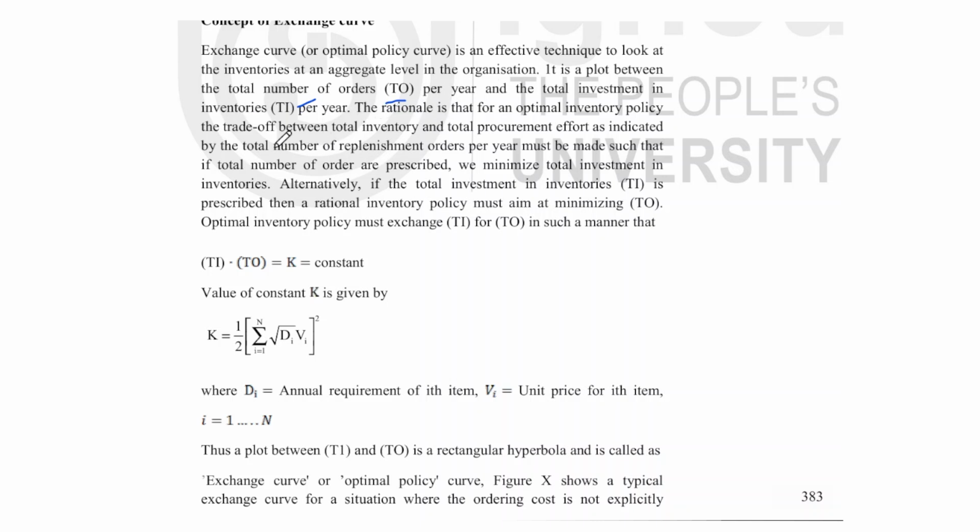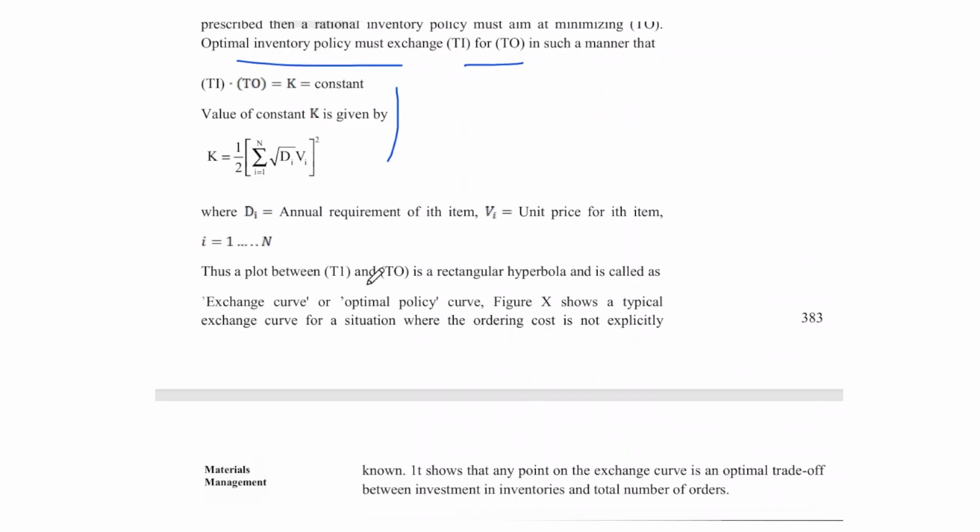The rationale is that for an optimal inventory policy, the trade-off between total inventory and total procurement effort, as indicated by the total number of replenishment orders per year, must be made such that if the total number of orders is prescribed, we minimize total investment in inventories. Alternatively, if the total investment in inventories is prescribed, then a rational inventory policy must aim at minimizing the number of orders. An optimal inventory policy must exchange TI for TO in such a manner that this equation holds. So this is the equation for that, and please refer.